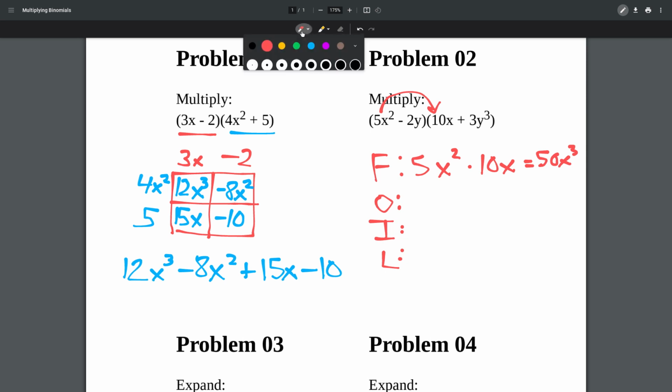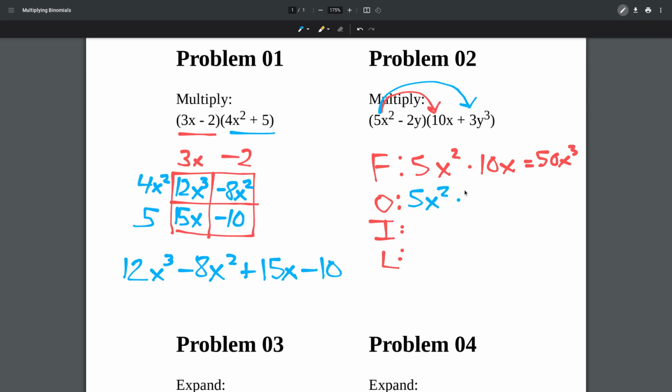Then let's change color for the next one. So then we're going to do the outer terms, so 5x squared times 3x cubed. And that's going to give me 15x to the 5th power. Oh, we're multiplying, sorry. We are multiplying by 3y cubed, so I stand corrected here. Let me change this to 3y cubed, and that's going to give me 15x squared y cubed.